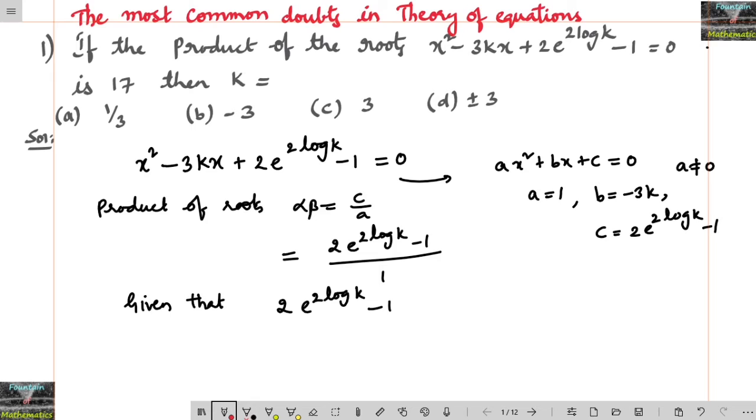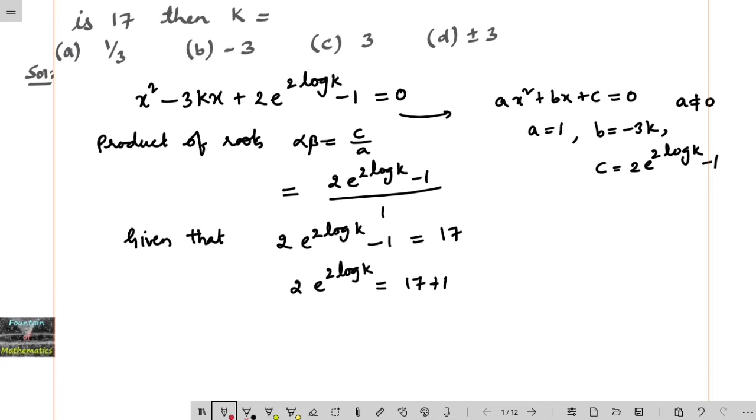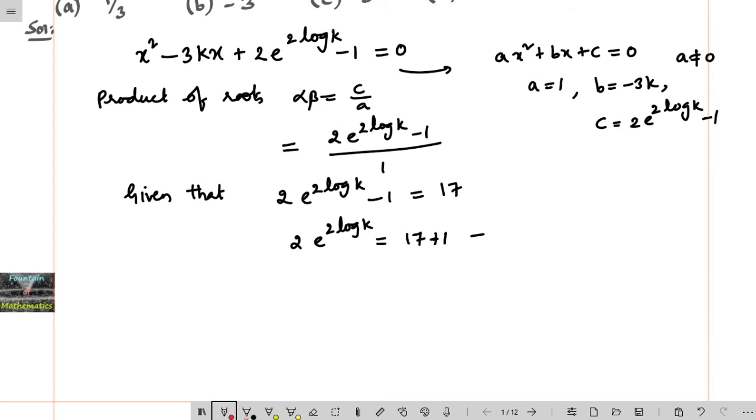is equal to 17. This can be simplified: 2 e to the power of 2 log k is equal to 17 plus 1. Which implies 2 e to the power of 2 log k. Instead of writing 2 log k, we can use the logarithm properties and write log k square, equal to 17 plus 1, 18. Or we can write e to the power of log k square is equal to 18 upon 2, which is 9.